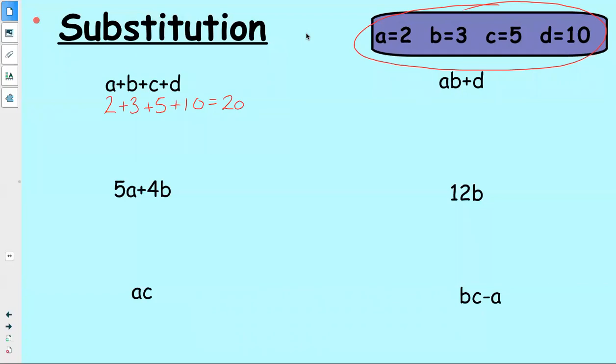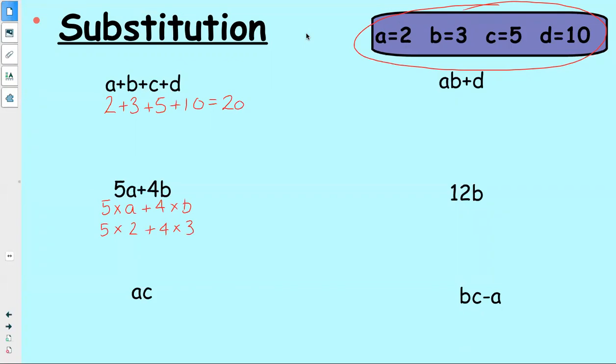This one here, we'll go down. Remember what 5a means. If you want to write 5 multiplied by a plus 4 multiplied by b first of all, then that's fine. And then you substitute in. So it's going to be 5 multiplied by 2, add 4 multiplied by 3.